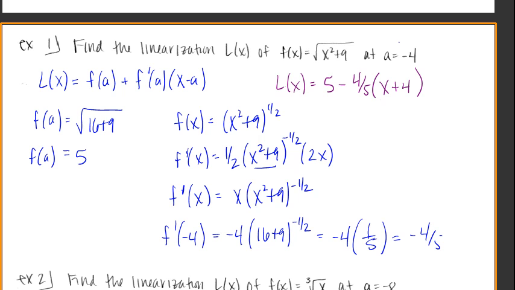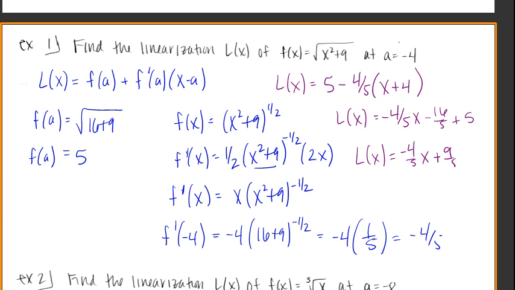If they want us to finish combining like terms, you get negative 4/5 x minus 16/5 plus 5, and to finish this up, negative 4/5 x plus 9/5. And right there is a line, pretty much the tangent line, the specific equation for the tangent line at a equals negative 4.